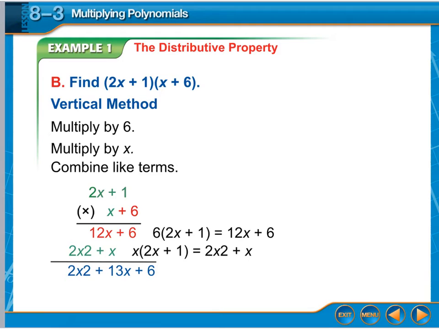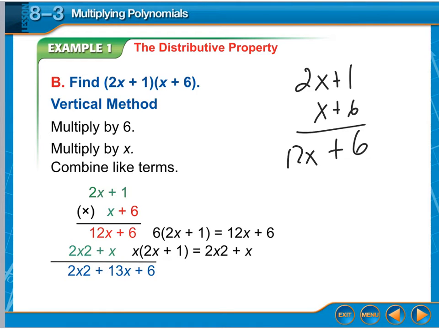It's the same idea. You just go, I can rewrite this 2x plus 1 and x plus 6. So I'm going to take 6 times 1, and it's positive, and then I'm going to take 6 times 2x, and that's going to be 12x. And then I leave a blank, and then I start here. X times 1 is 1x, or just x, and it's positive. And then I got 2x times x is 2x squared.